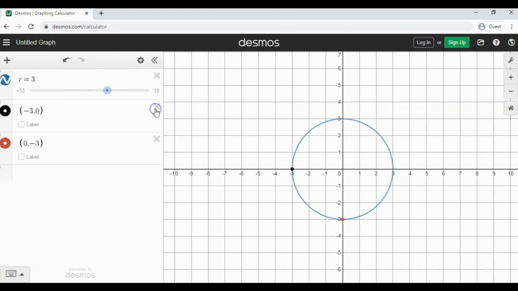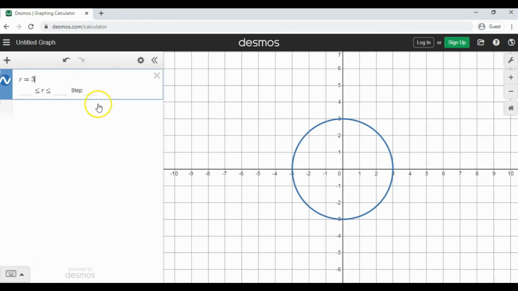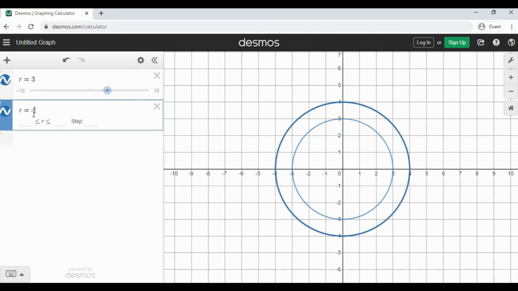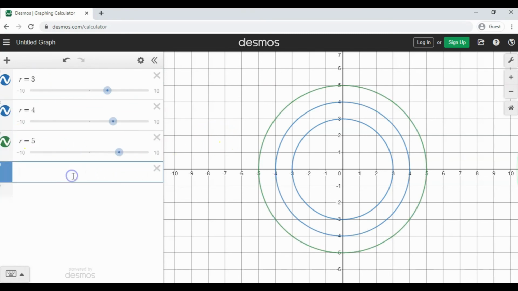So here's what I'm telling you. When you do a polar function where you don't have a theta at all, you just have r is equal to a constant, the result is a circle that has a radius equal to what you put in. You want the circle to be larger? Well, you can put in r equals 4. Or how about r is equal to 5? Look at that. The circles get larger and larger.